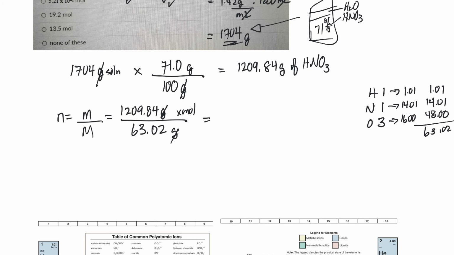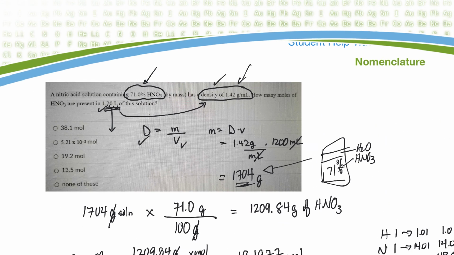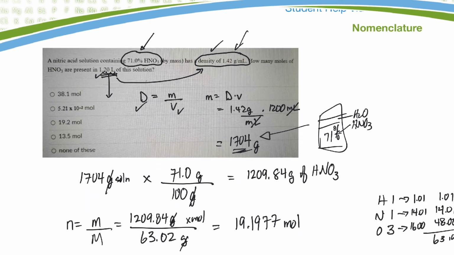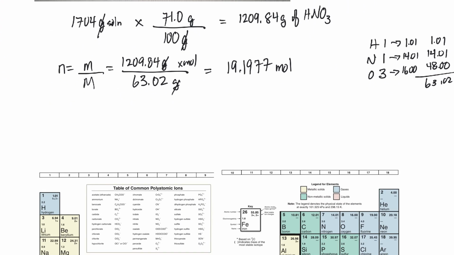I'm coming up with 19.1977, etc. moles. Let's check the question. Looks like I have 3 sig figs everywhere, so I need to convert that to 3 sig figs. So 19.2 moles. So that'll be the number of moles of nitric acid that are in that solution.